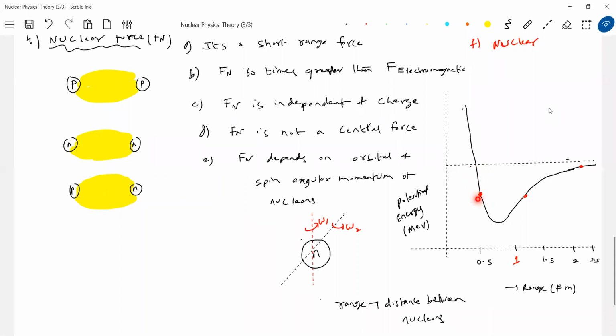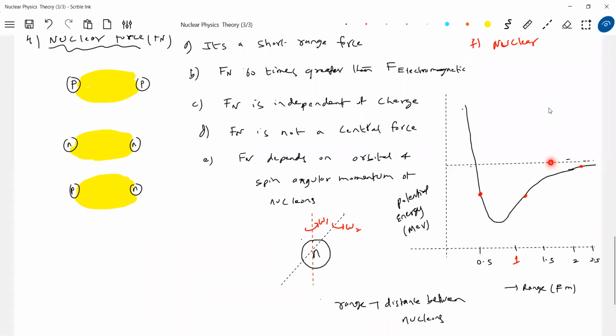F equals minus dU by dr. The force will be repulsive here. It will be where the slope is maximum. Here the slope is maximum, and you can check the force here. As the distance increases, for more than 2 or 2.5, the force will almost not exist.